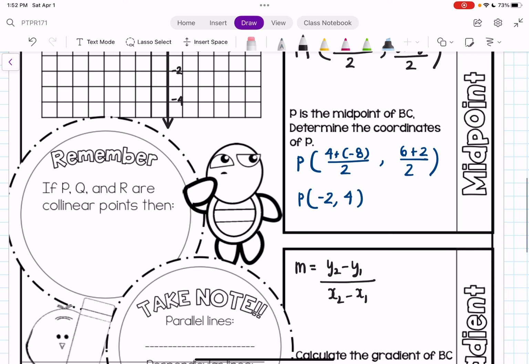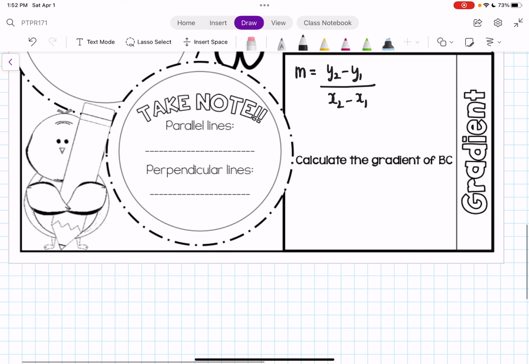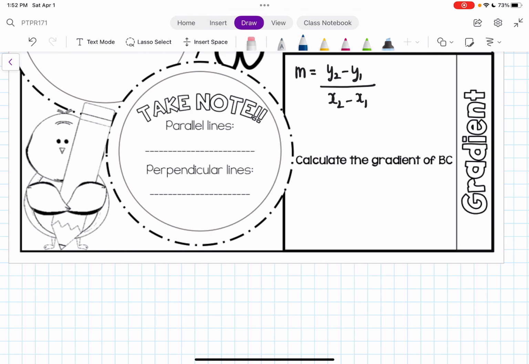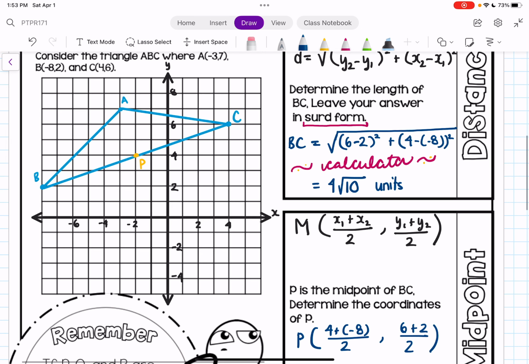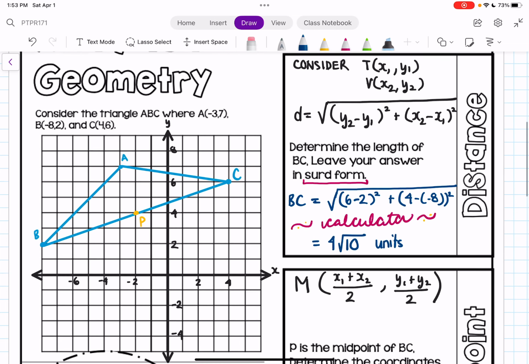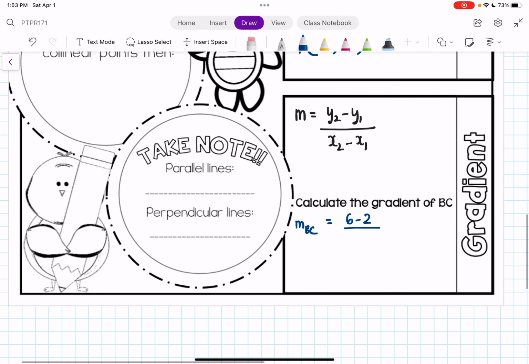And very important, gradient is a lowercase m. So do not use an uppercase M when you're talking about gradient, okay? Lowercase m is our symbol for gradient. So now we want the gradient of BC. Just like how we used d sub BC for distance, we're going to write m sub BC, which means the gradient of BC. And I have 6 minus 2 all over 4 minus negative 8.